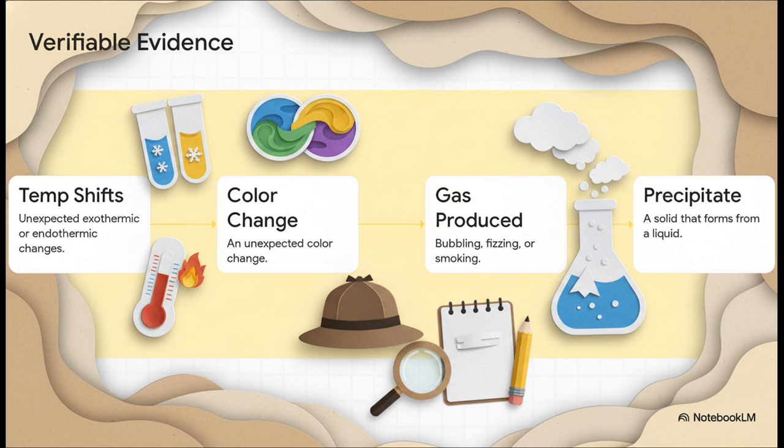Number 2, an unexpected color change. Number 3, the production of a gas. So you tell them to look closely for bubbling, fizzing, or smoking. And finally, number 4, the formation of a precipitate. You really need to treat each of these indicators as vital scientific evidence, because if your students can spot these clues, they've cracked the case. An identity shift has definitively occurred.